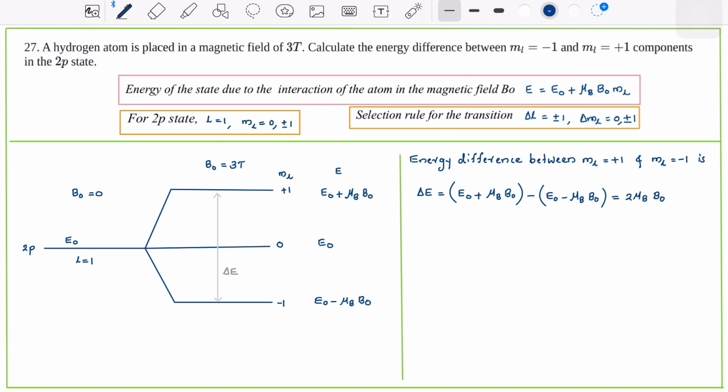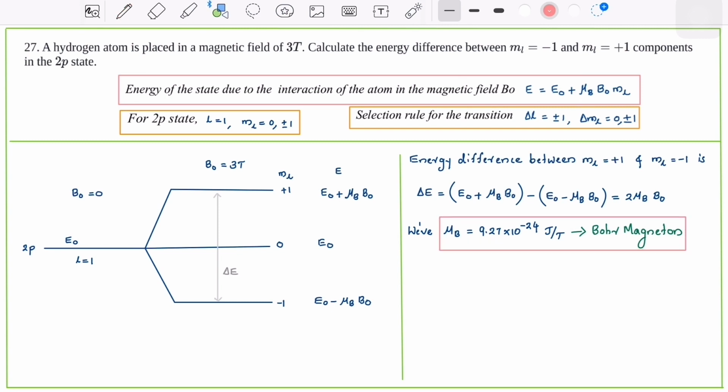What is mu_B? Mu_B is the Bohr magneton, that is equal to 9.27 times 10 raised to minus 24 joule per Tesla. Mu_B is called the Bohr magneton. You have to remember the value of the Bohr magneton. Mu_B is equal to 9.27 times 10 raised to minus 24 joule per Tesla.